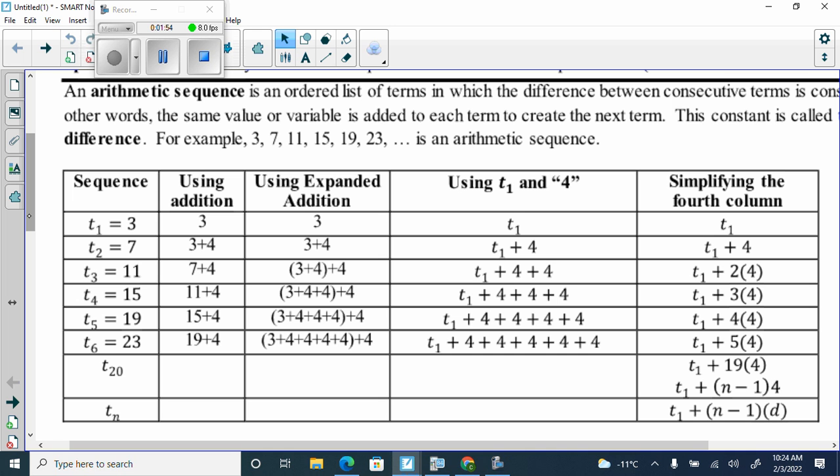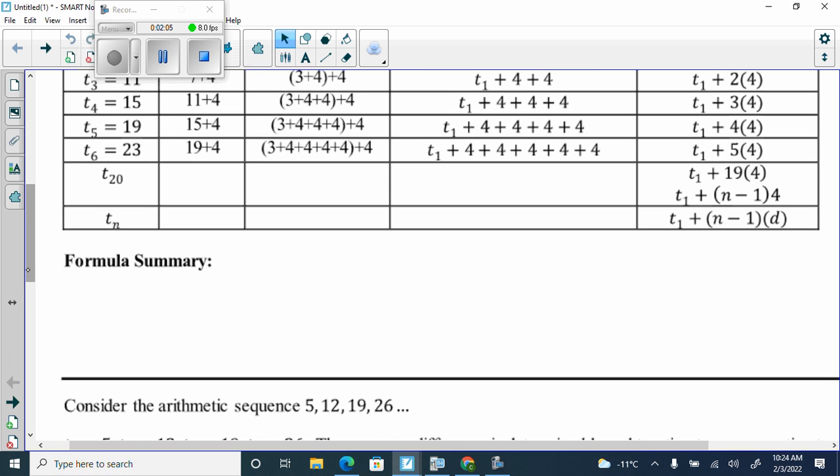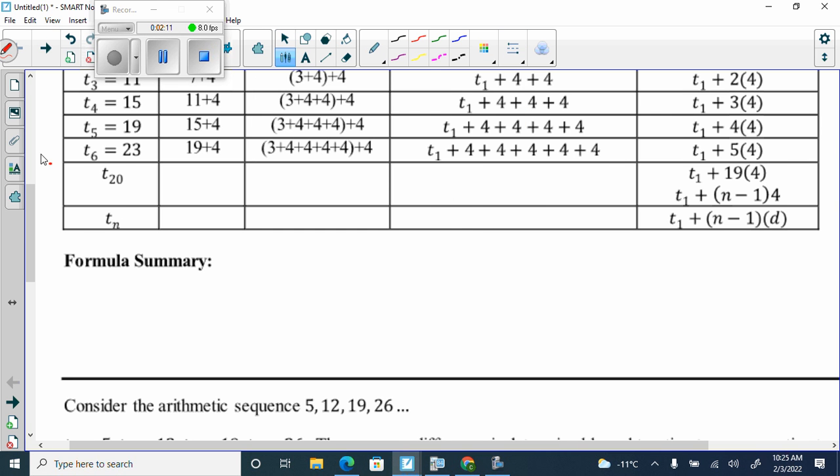And when you do that, you get this lovely little formula here. T1 plus (n minus 1)d, which is actually the arithmetic sequence formula. So we're going to write Tn equals T1, and you're going to get a formula sheet with these on it, so you don't have to memorize, but you do need to know which ones are which. Tn equals T1 plus (n minus 1)d, okay?